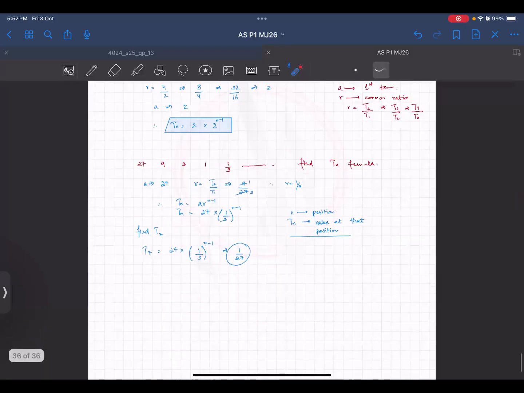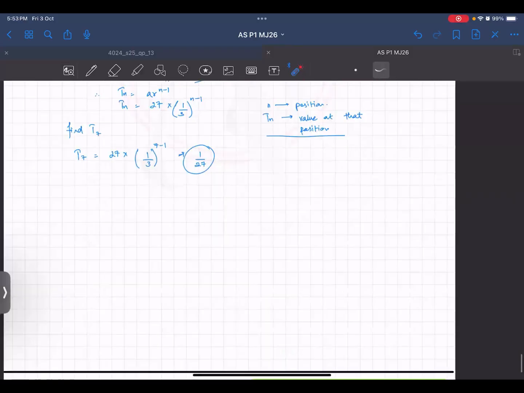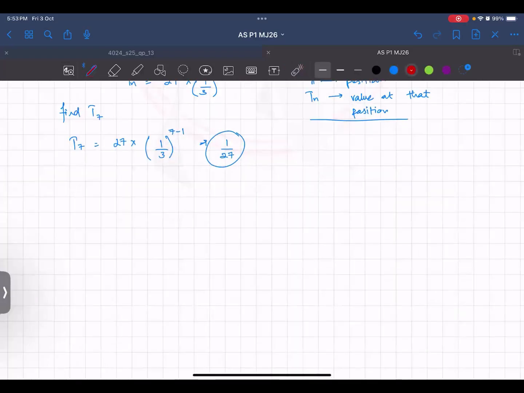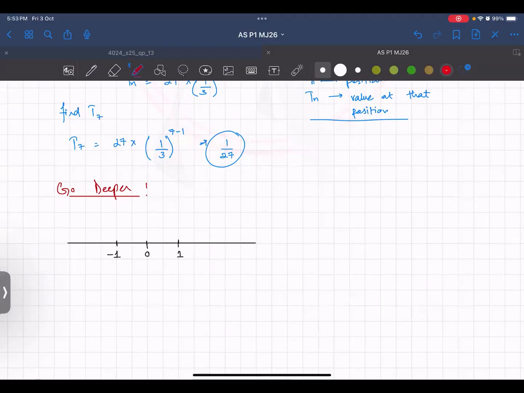And now there are some interesting things about the values of R. We are now going to go deeper, understanding the value of R, and how your sequence changes according to the values of R. There are two categories of values of R that we can divide our situation in. First of all, we have the region of R values which are between -1 and 1.